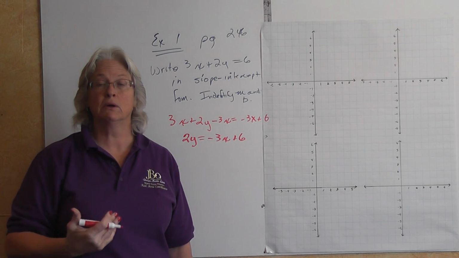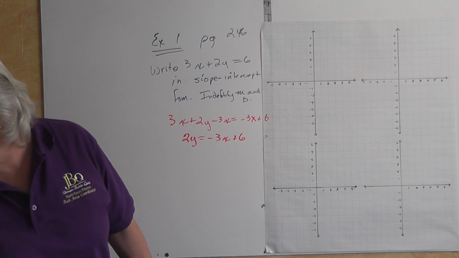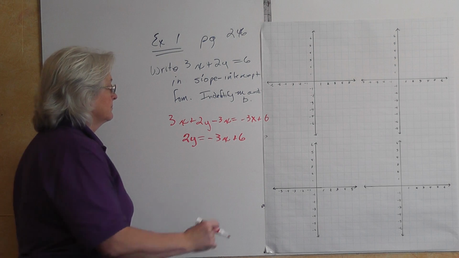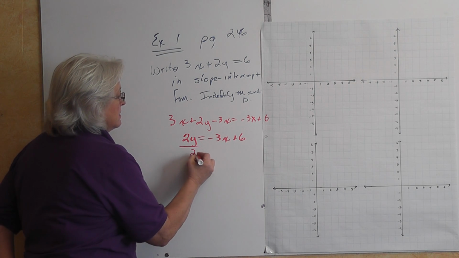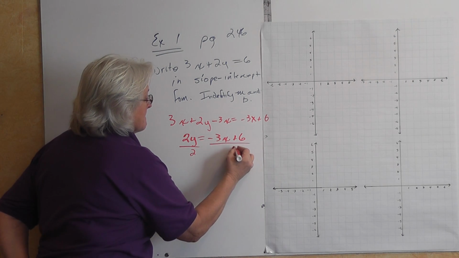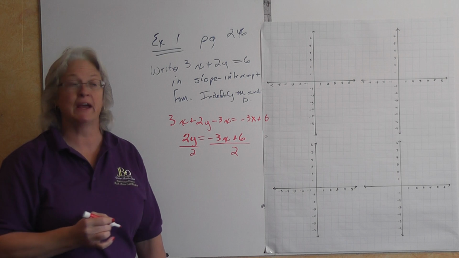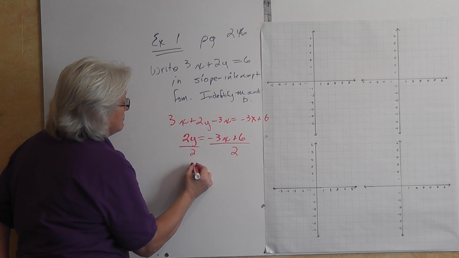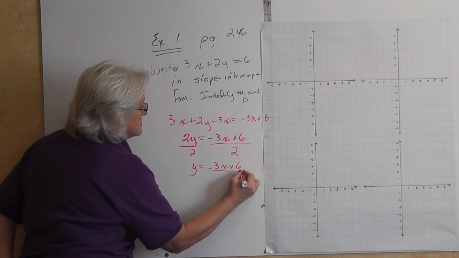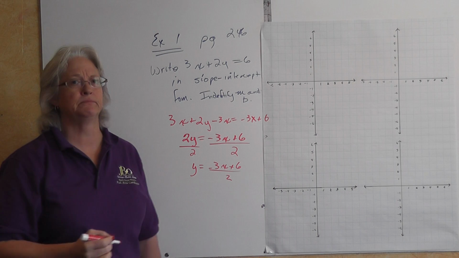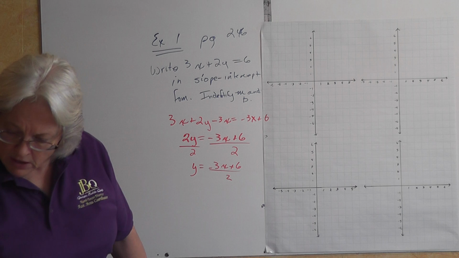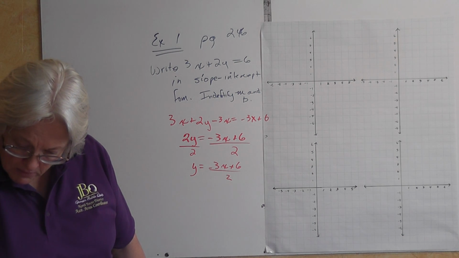Now what do we need to do? We want to go ahead and divide both sides of the equation by 2. What do we have now? Well, we have y is equal to negative 3x plus 6 divided by 2. Now, is that really helpful to us? Well, not particularly at the moment.